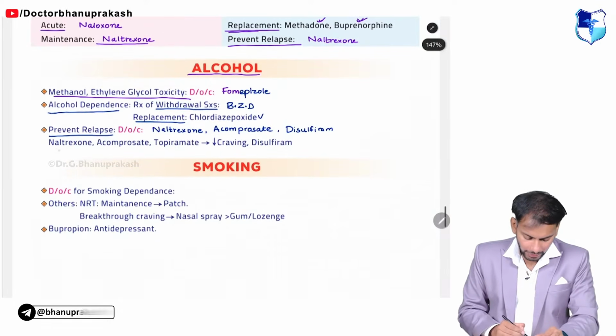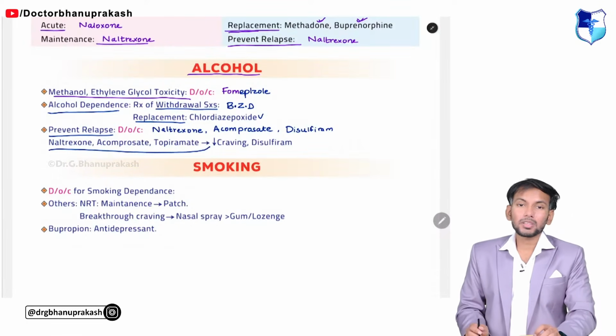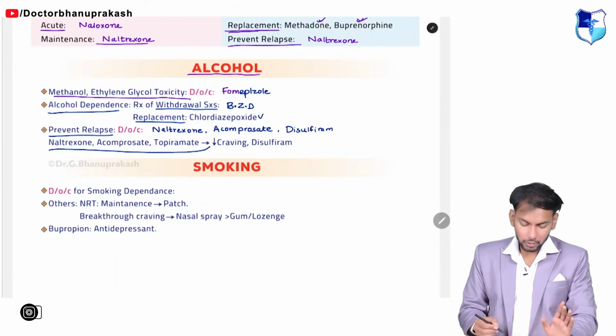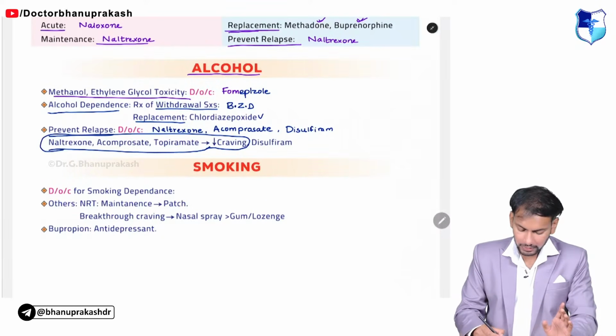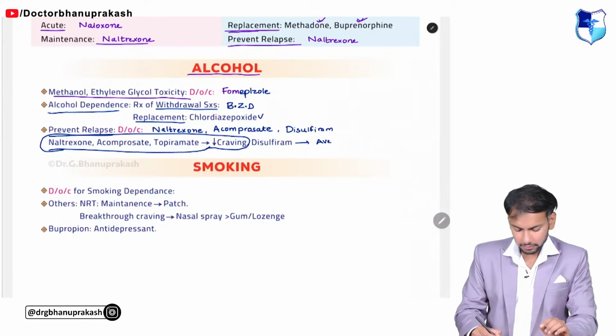If you see here, naltrexone, acamprosate, topiramate. Topiramate is not FDA approved, that is why I did not tell you. But all of these things will decrease the craving. Disulfiram will cause aversion.